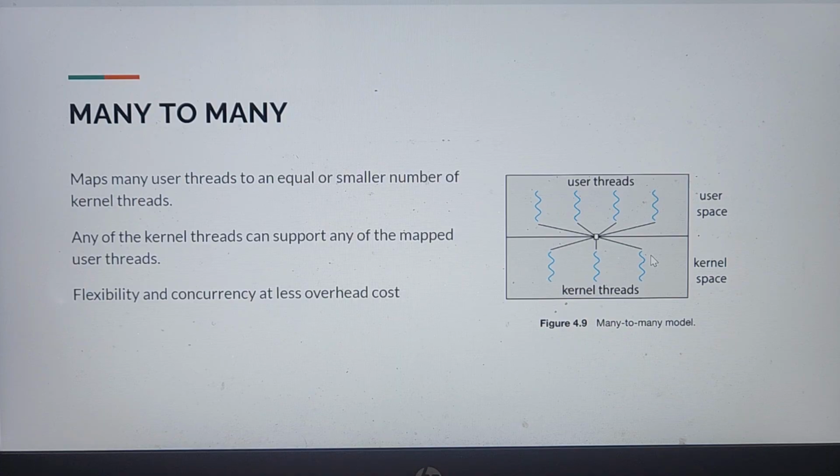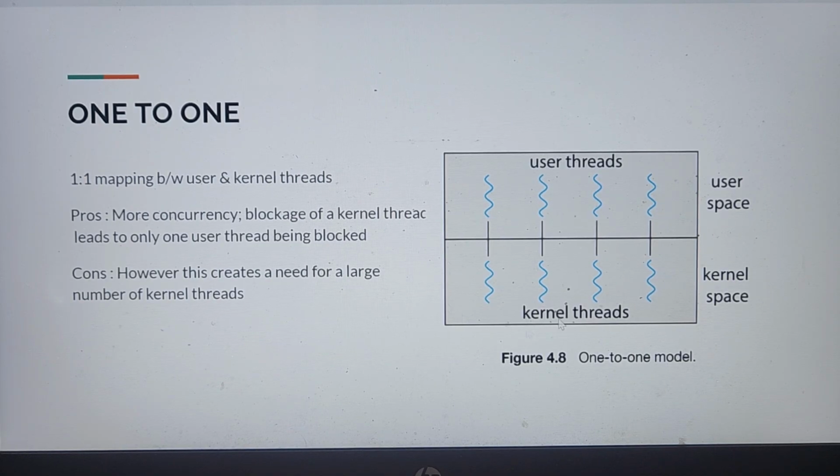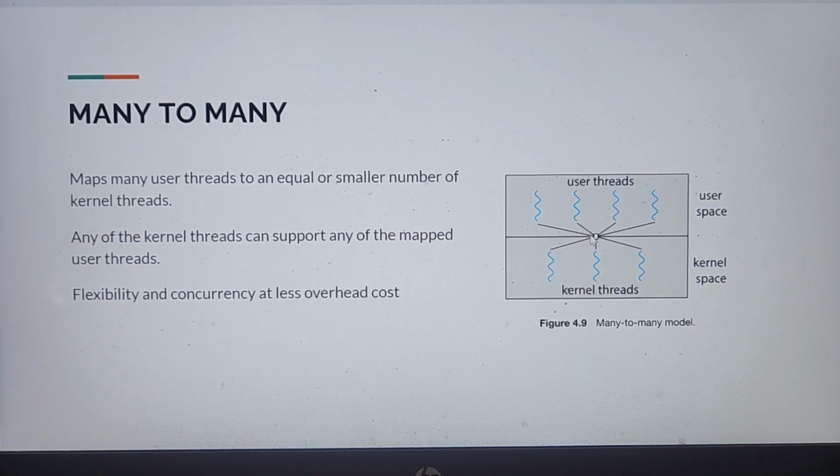So you have more concurrency. Also, if one of the kernel threads encounters some problem, these can still work with the remaining. So that issue which we saw in many-to-one is also overcome. And you don't have to create so many kernel threads here, like 1-to-1, that was the problem, right? Too many kernel threads. That is also not here, because generally the number of kernel threads is less than or equal to the number of user threads. So you have more flexibility and more concurrency with less overhead cost.